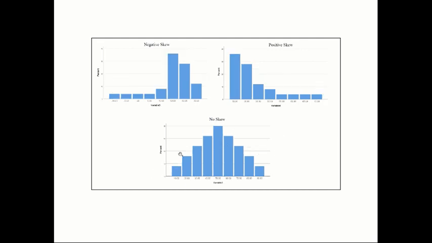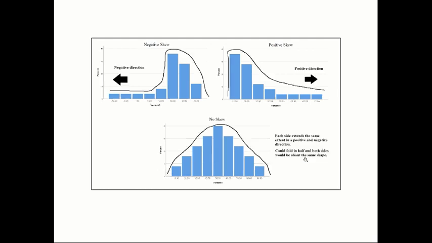And this is an example of a bar graph with no skew, as the left and right sides of the graph extend about the same amount from the center of the graph. You could fold this distribution in half, and the left and right sides would be about the same shape.